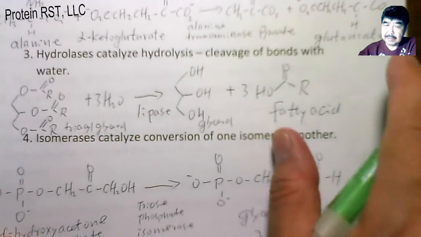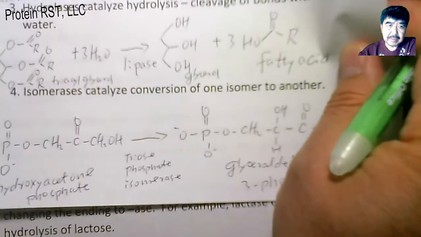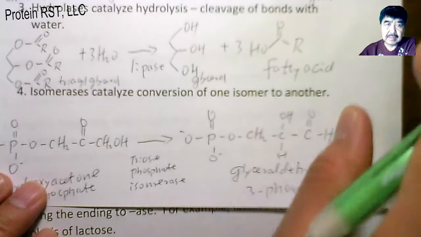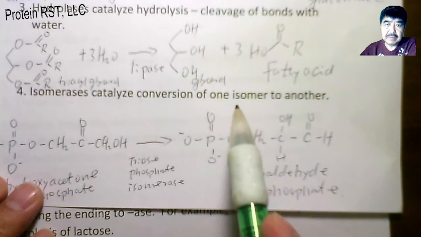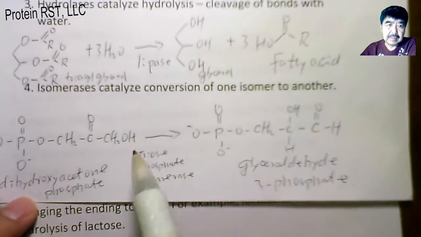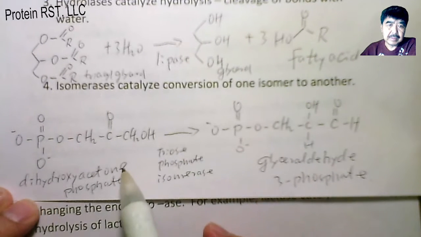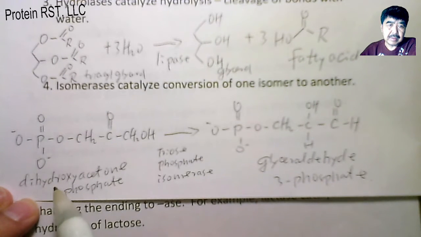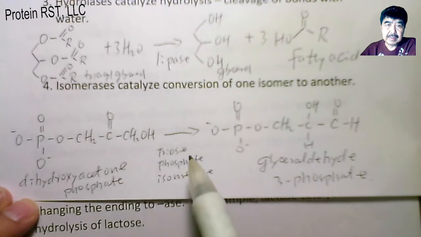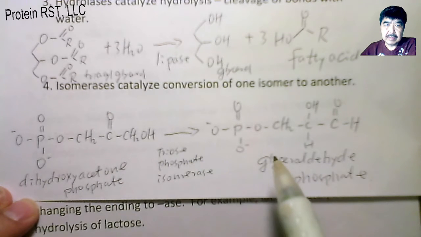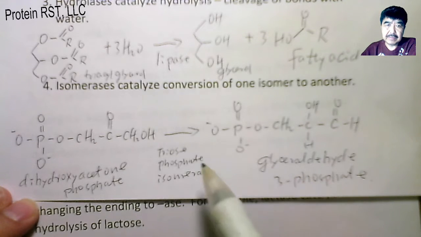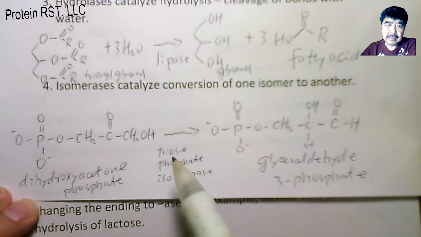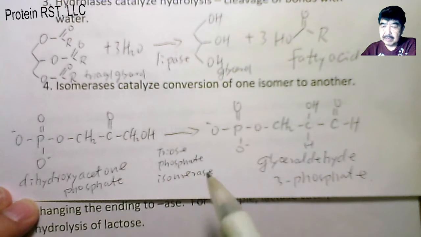The fourth group is called isomerases, which catalyze the conversion of one isomer to another. This is the example. This molecule is called dihydroxyacetone phosphate. It is converted to its isomer called glyceraldehyde 3-phosphate. This enzyme is called triose phosphate isomerase.